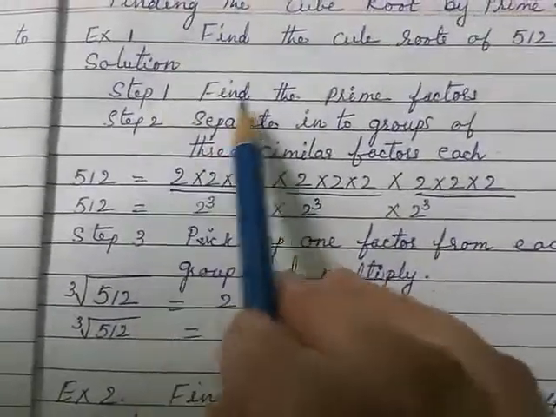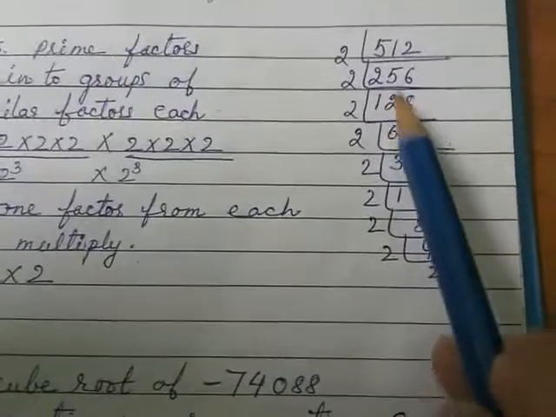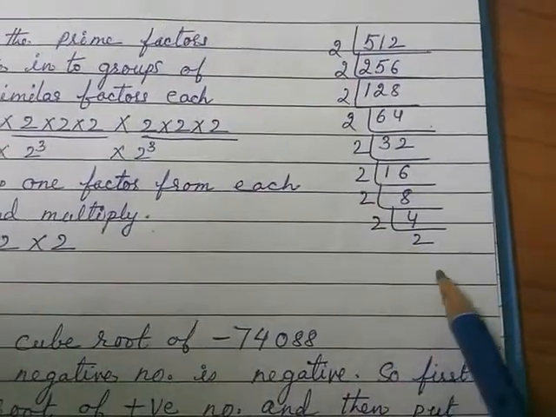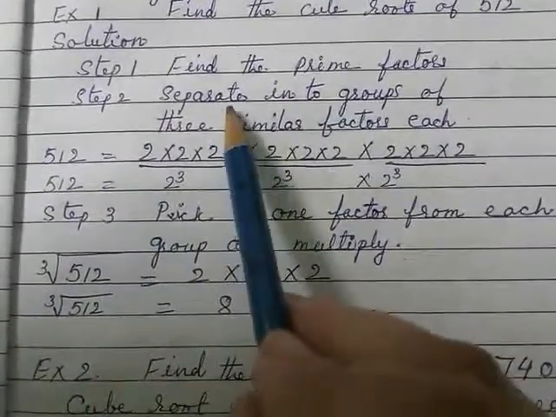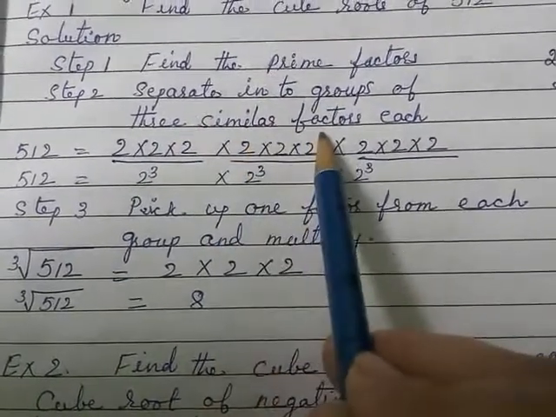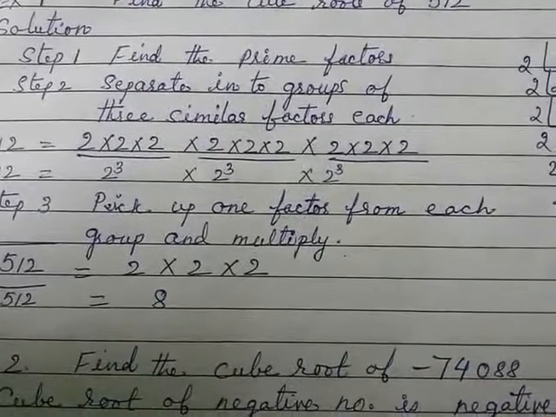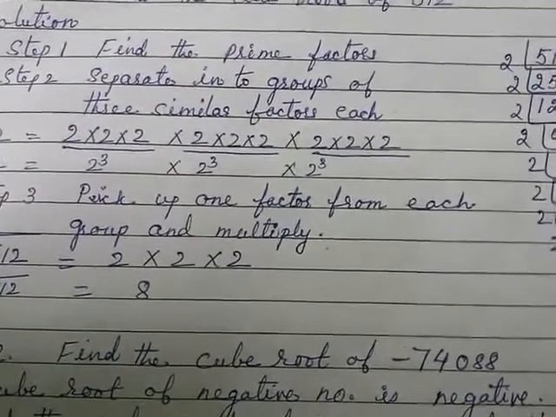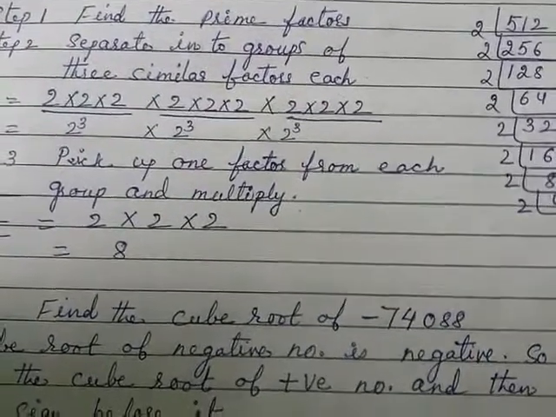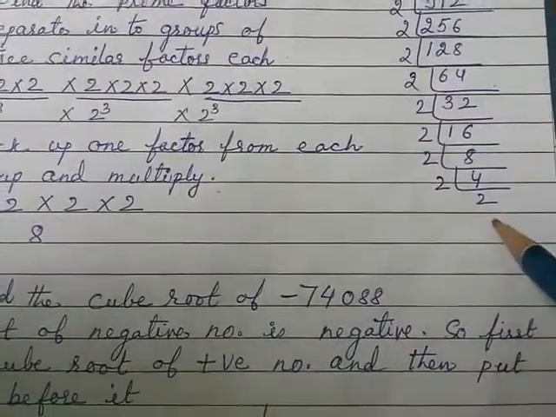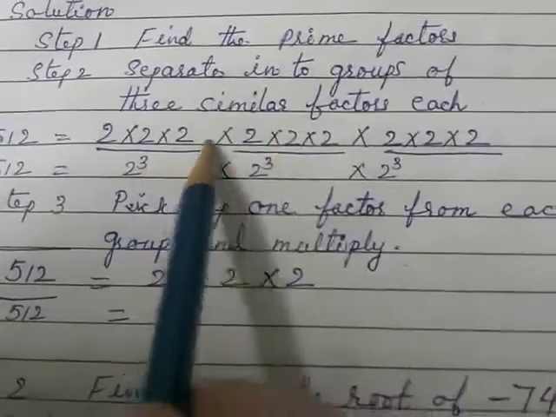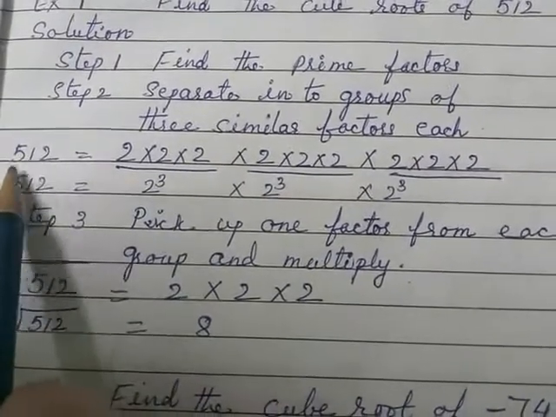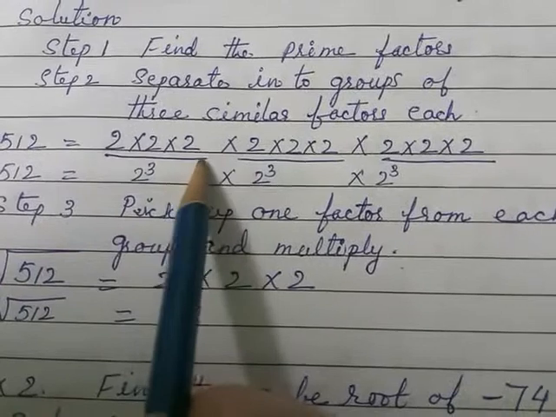First step is to find the prime factors. So, I have done this for 512. We have taken out the prime factors of 512. Now, in the second step, separate them into groups of three similar factors each. Here you can see all the factors are similar. Now, we will make groups of three similar factors each. These are all the factors of 512. So, we have made the groups here. You can see here.